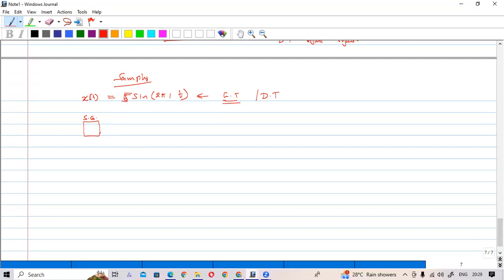So can you draw this signal? Can anyone tell what is the frequency of this signal?